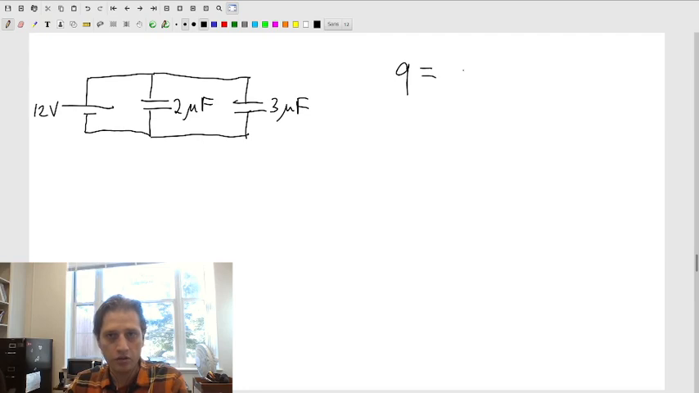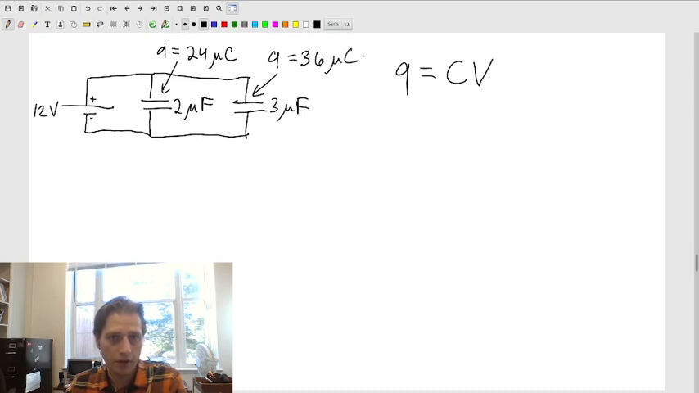Well, if we use Q equals C times V, we can find out what the charge on each one of these is. So we're going to have a plus charge over by the plus side of our battery. We're going to have a minus charge on the minus side. And this is going to be Q equals 2 times 12 is 24 microcoulombs. And the Q on this other plate is going to be 3 times 12 microcoulombs. So Q there is going to be 36 microcoulombs.